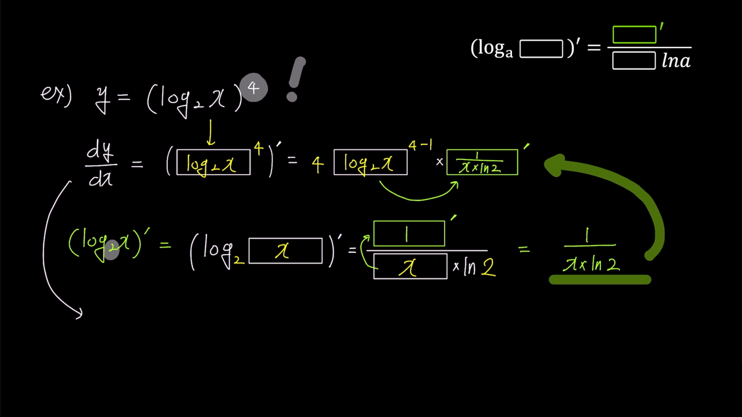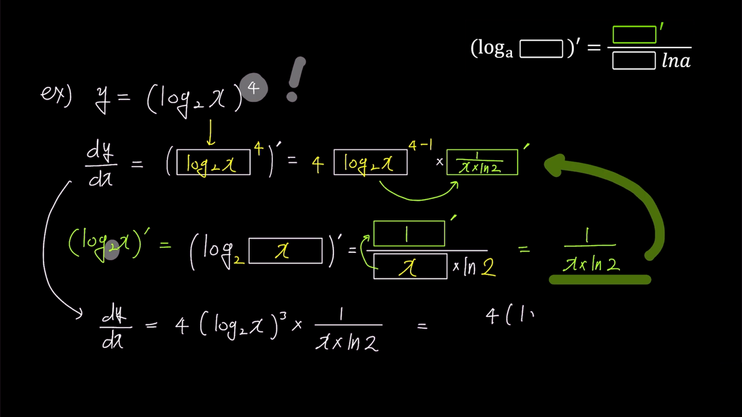Now, the final derivative of y is dy over dx equals 4 times log base 2 of x to the power of 3 times 1 over x times ln 2, or in fraction form, 4 times log base 2 of x to the power of 3 over x times ln 2. That's our answer. In the next example, we'll learn how to differentiate more complex logarithmic functions.